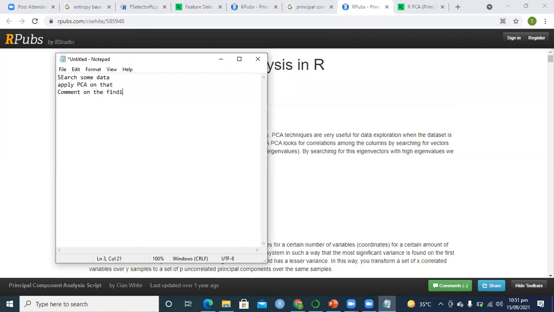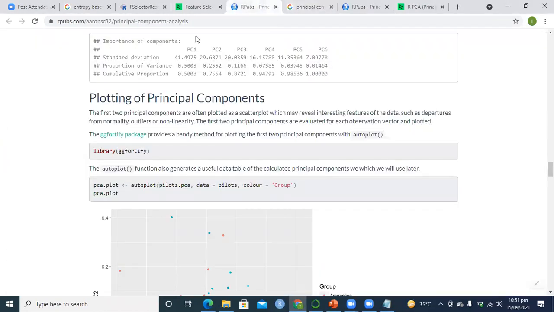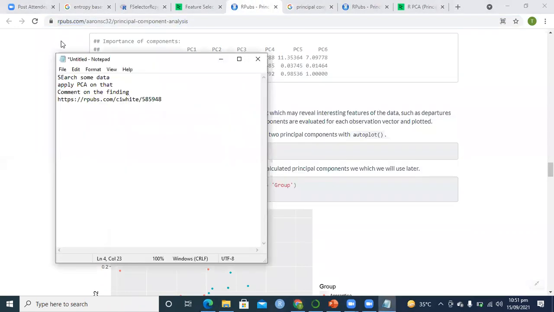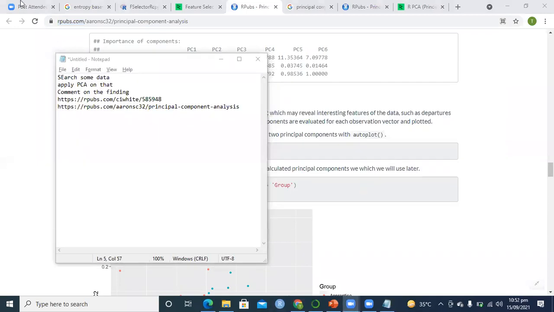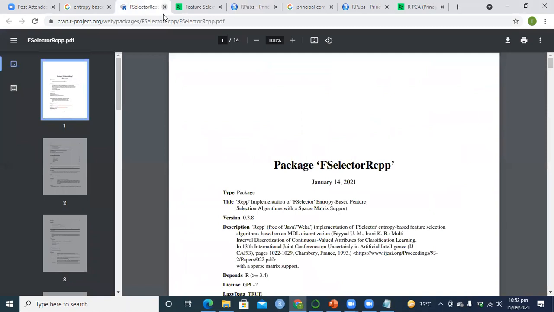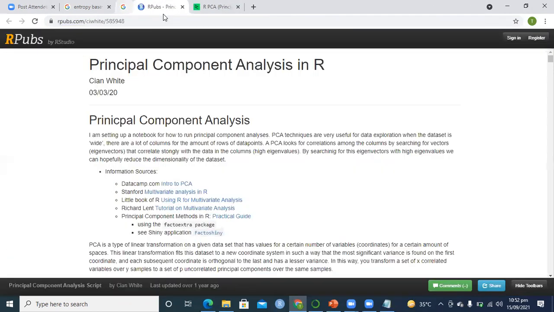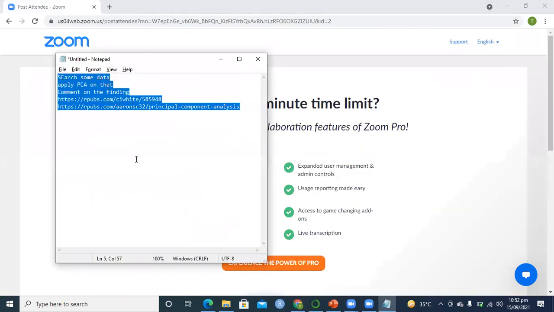Comment on the findings. One of the references for you is this, and this one also explains things very well. So you can use this one. There are many different references. You can download the packages as well, search for packages in R and try to use them. It's an exploratory analysis rather than just teaching, so it is up to you how much you want to see.